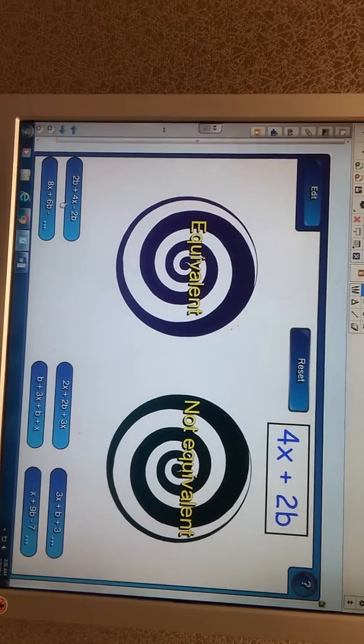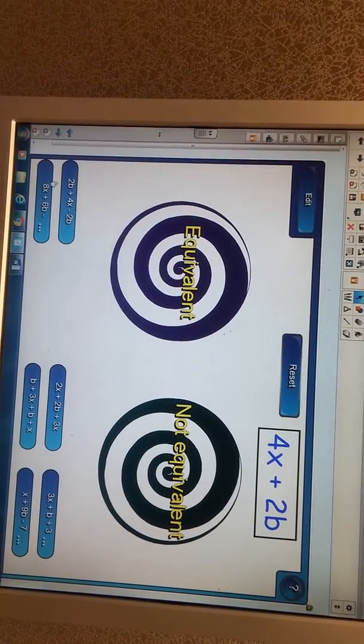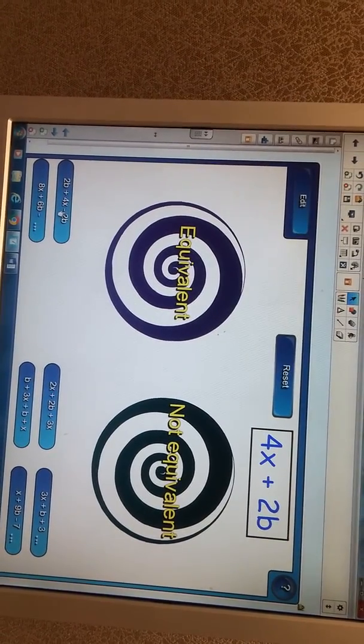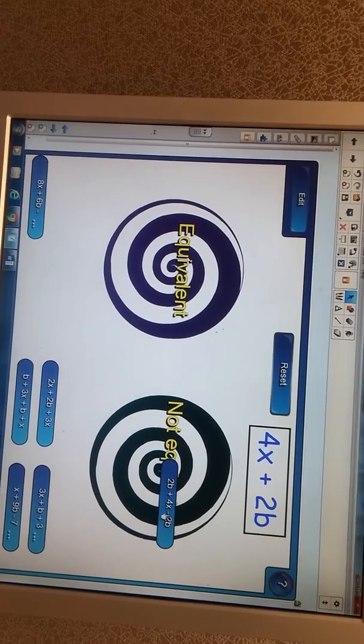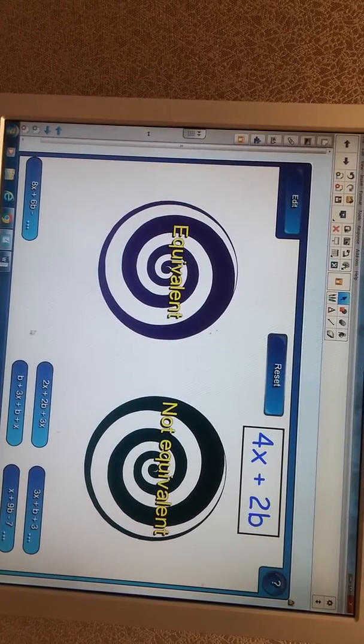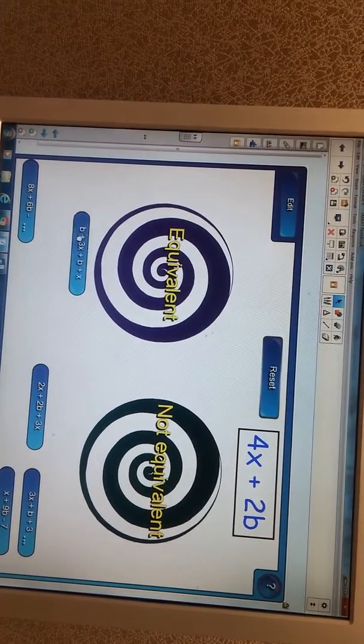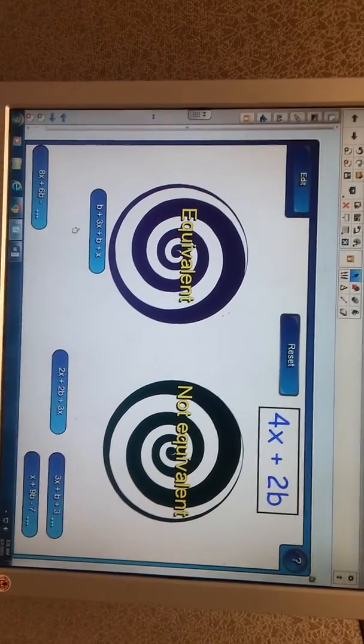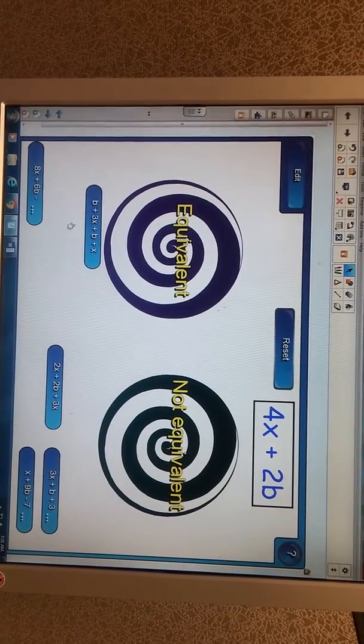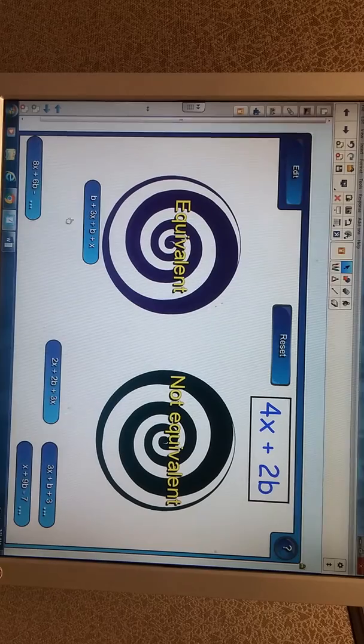Okay, 2b minus 2b. If you have 2b and you take away 2b, you're not going to have any b's left over. So that is not equivalent. We'll bring up the next one right here. It says b plus 3x plus b plus x. Should take you about 20 seconds to figure this one out.